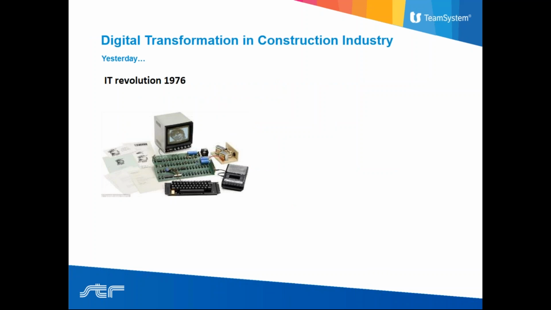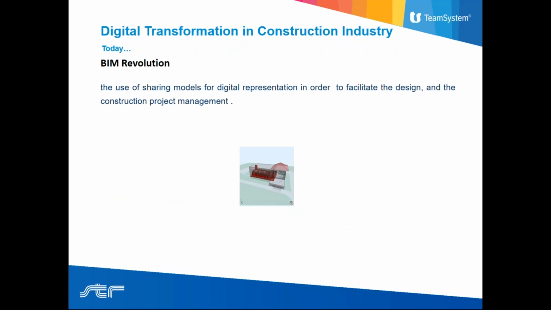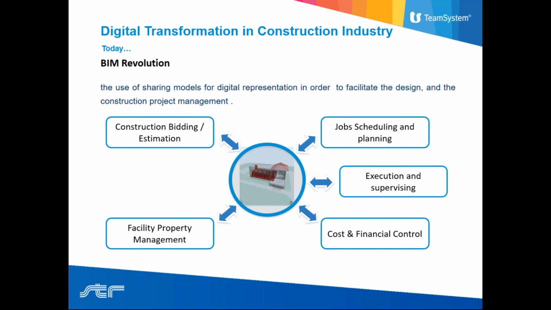So what has changed? We had in 1976 the IT revolution. Today the personal computer is in every house. We had then the CAD revolution, so computer-aided design software, which helped us improve the design process. And today we talk about the BIM revolution. What is BIM? It's the use of shared models for digital representation in order to facilitate design and construction project management. BIM also affects a lot of processes such as construction bidding and estimation.